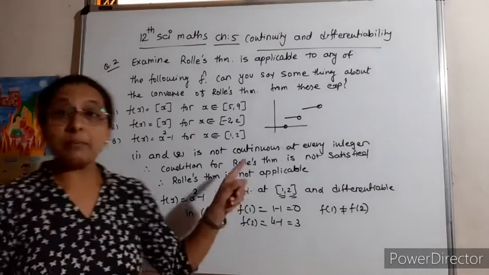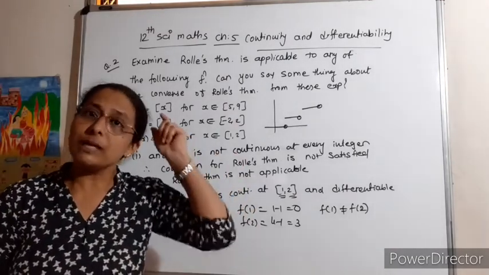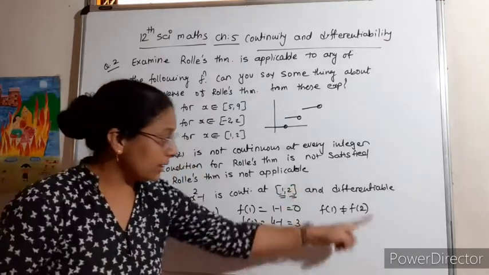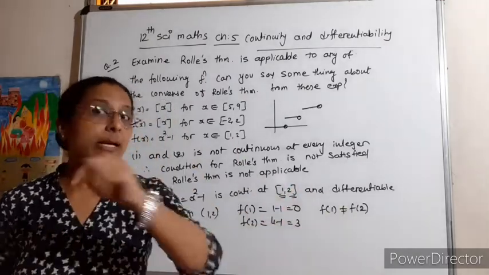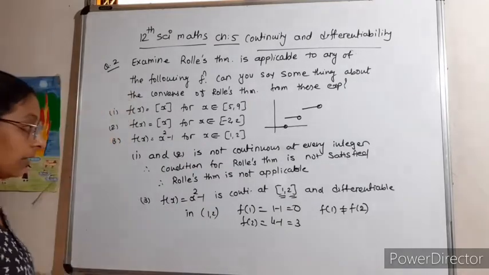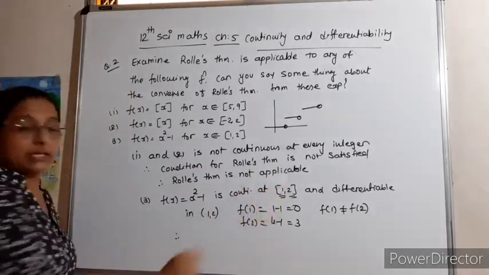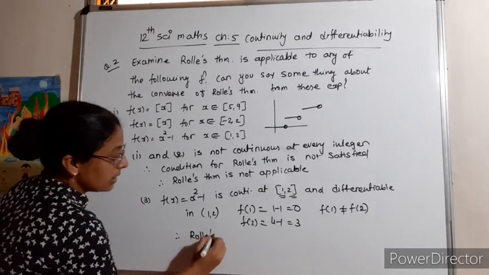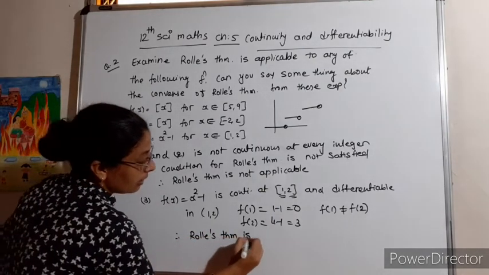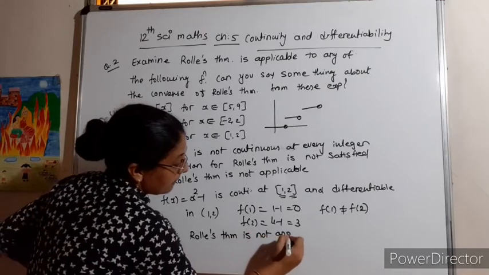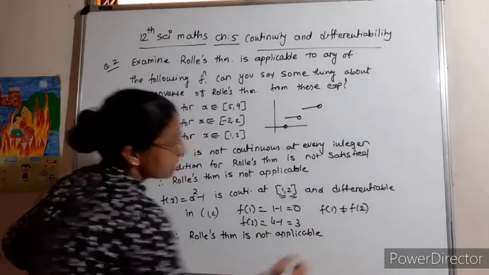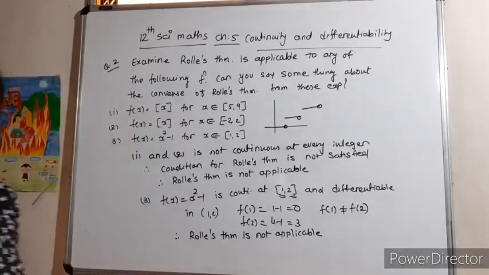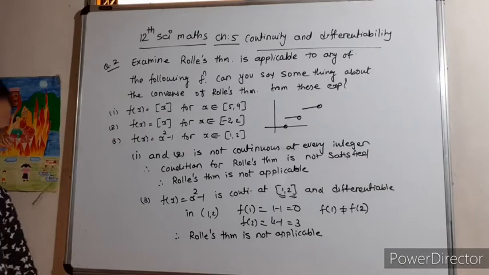In the earlier two examples we took, f of a is equal to f of b. I'm sorry I forgot it, but you have to write it. You have to check every time whether this condition is being satisfied or not, right? And therefore we can say that f of 1 is not equal to f of 2. Therefore Rolle's theorem is not applicable in all these cases. Rolle's theorem is not applicable because these conditions are not satisfied.